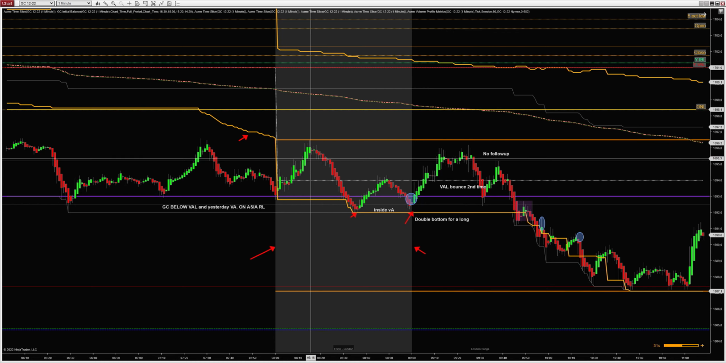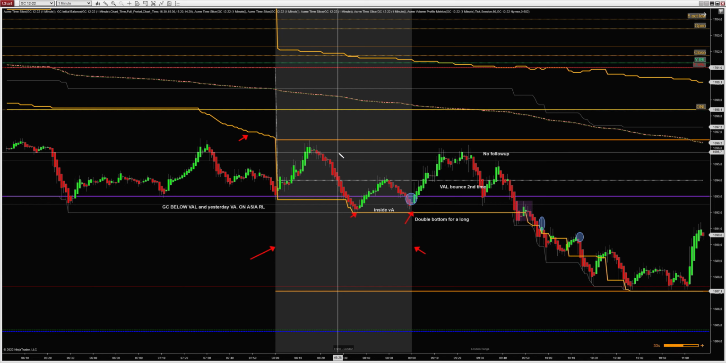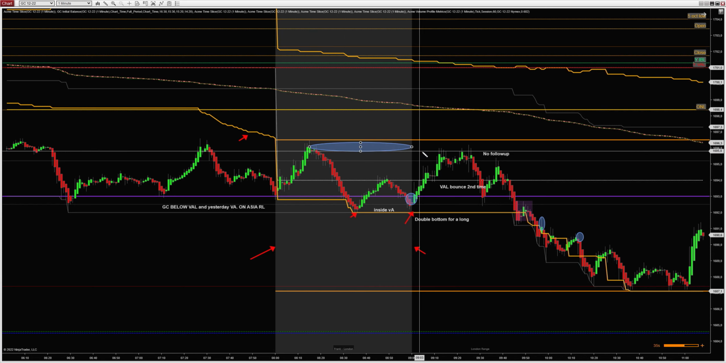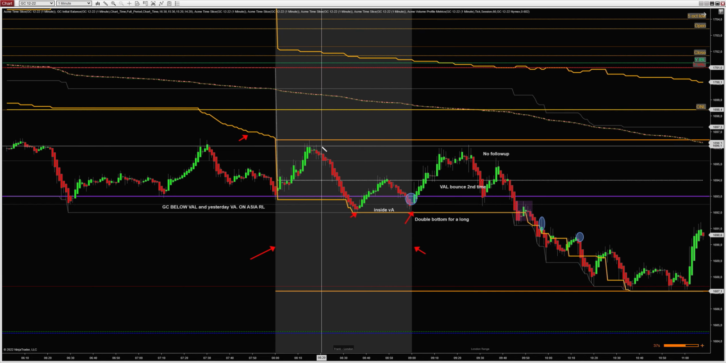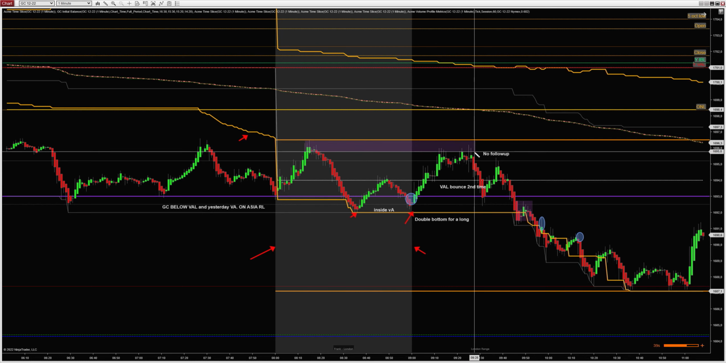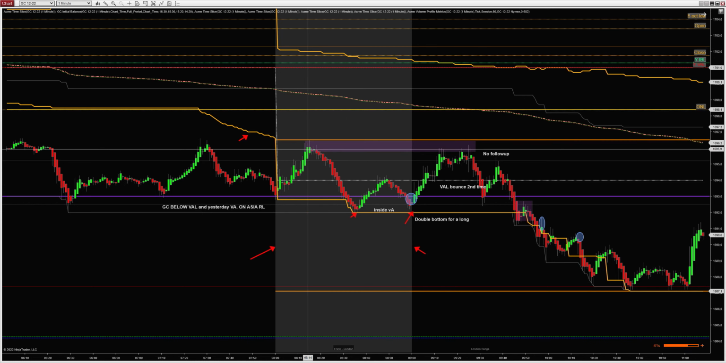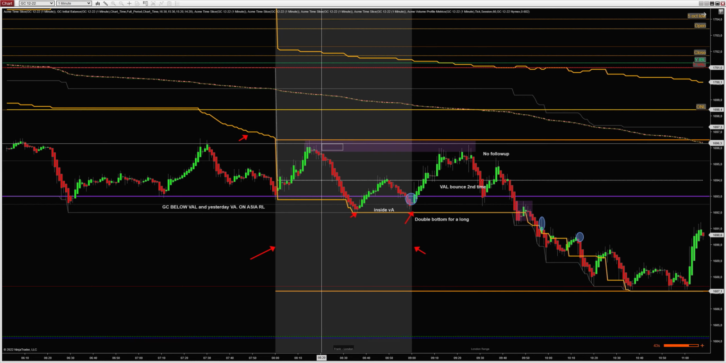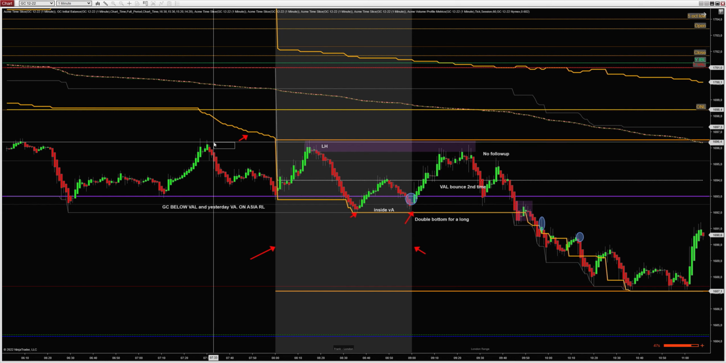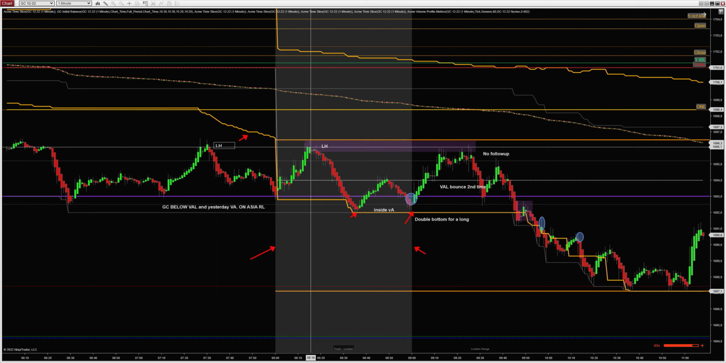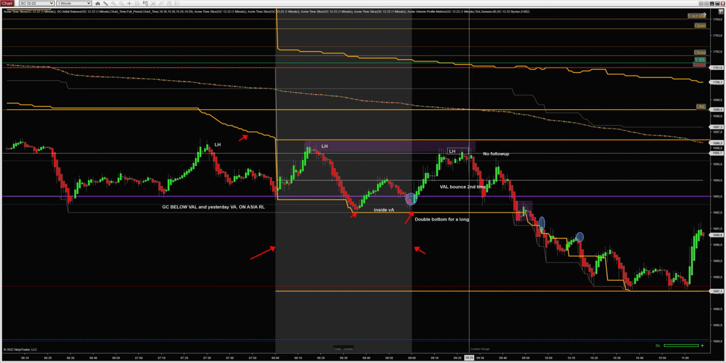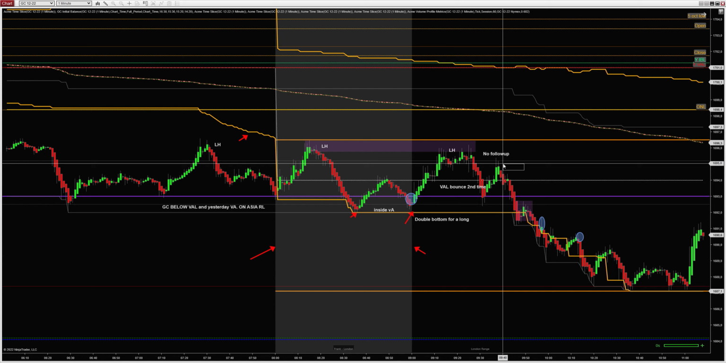So I closed it. Why? Because I don't see follow-up above the previous high. Lower high, sorry, lower high. Maybe this, no, not really a lower high. Lower high, this is the high. This is really a lower high, right?